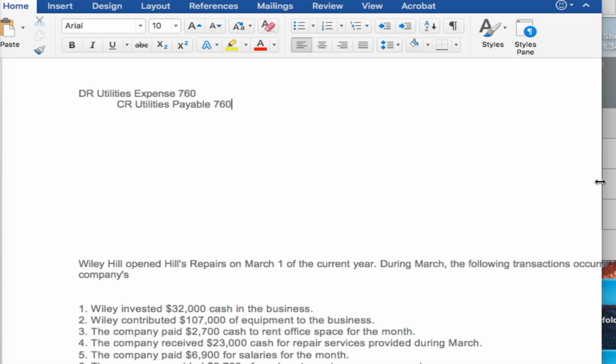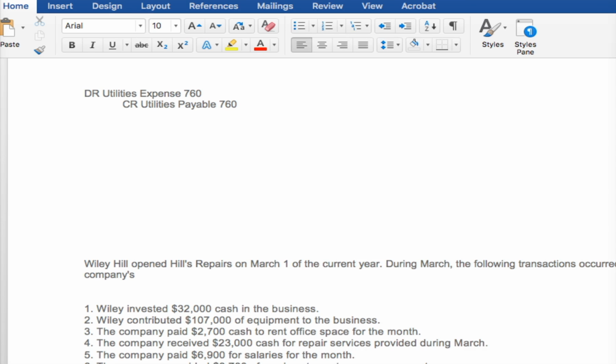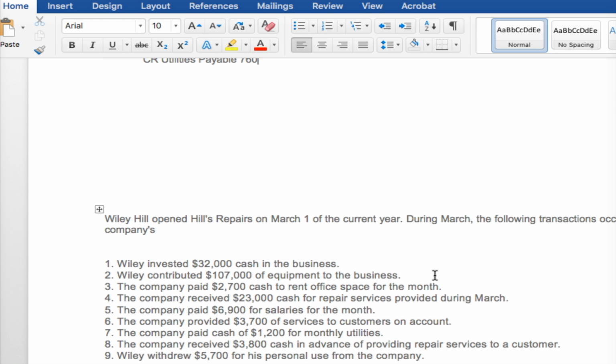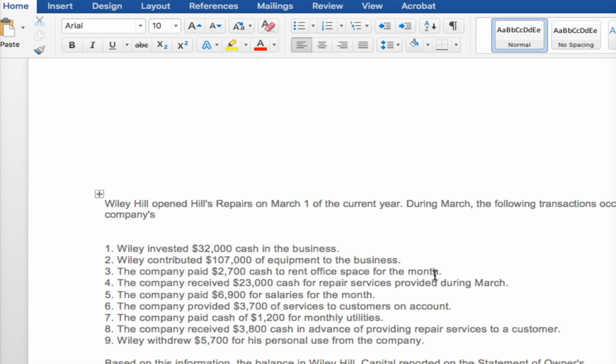Okay. Oops. Why this one's taking up so much of the screen here, but all right. Wiley Hill opened Hill's Repairs on March 1st of the current year. During March, the following transactions occurred, and got cut off there.